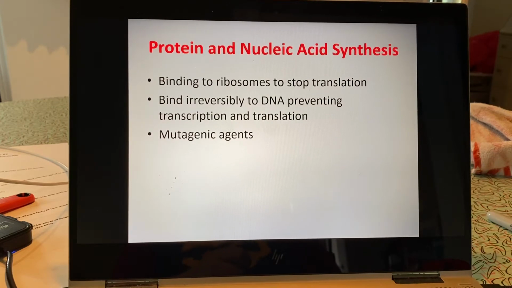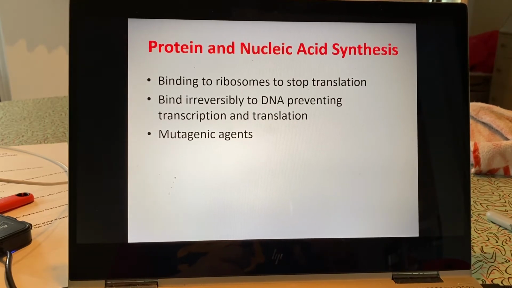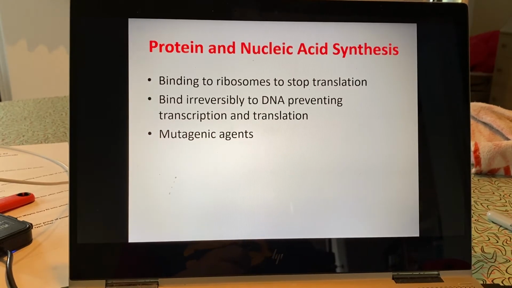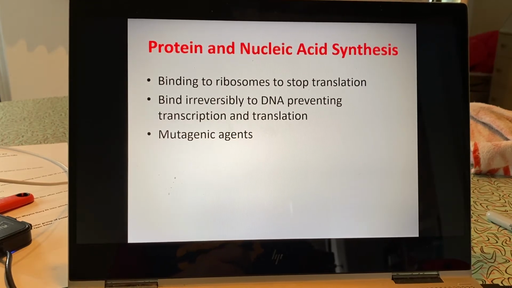Then we have chemicals that can bind to stop either translation, transcription, or replication. We'll talk about this a little more when we talk about drugs in chapter 20, which is coming up next. But there are agents that will bind to ribosomes, and if the ribosome can't move from codon to codon, you're not going to have a protein made, and translation is going to stop.